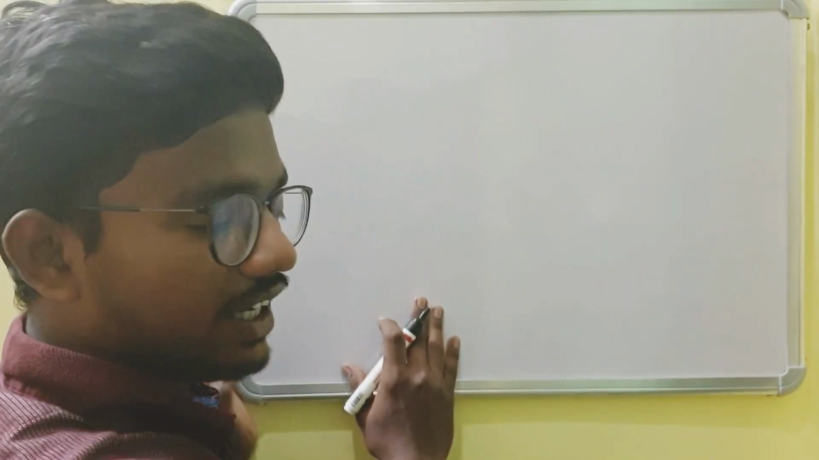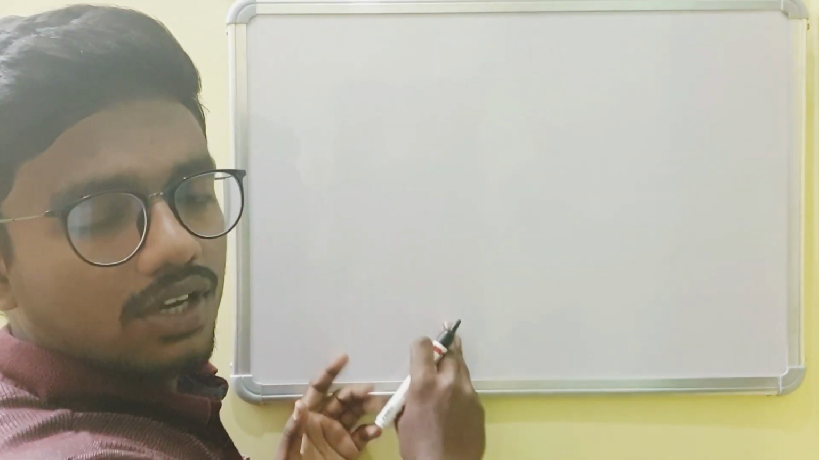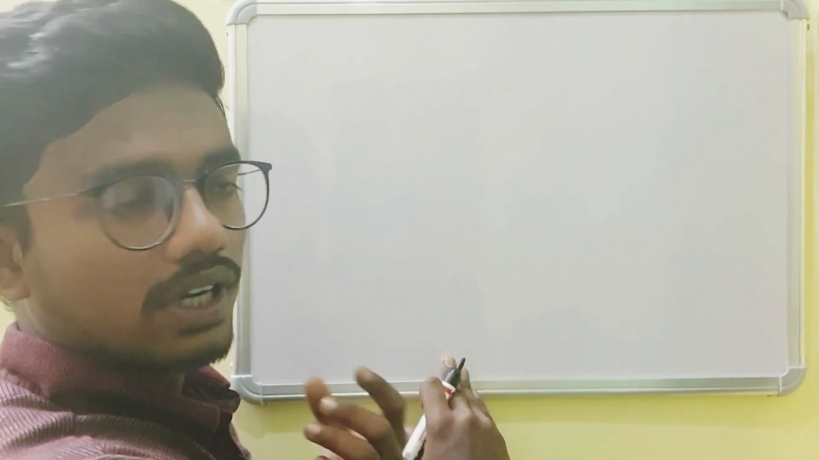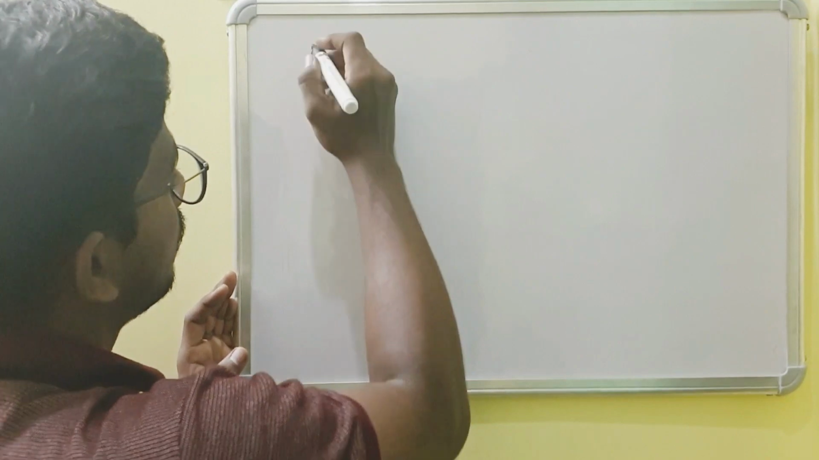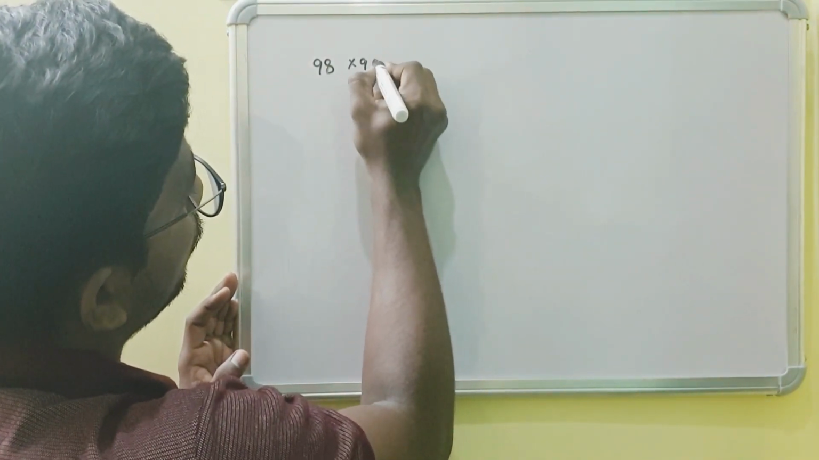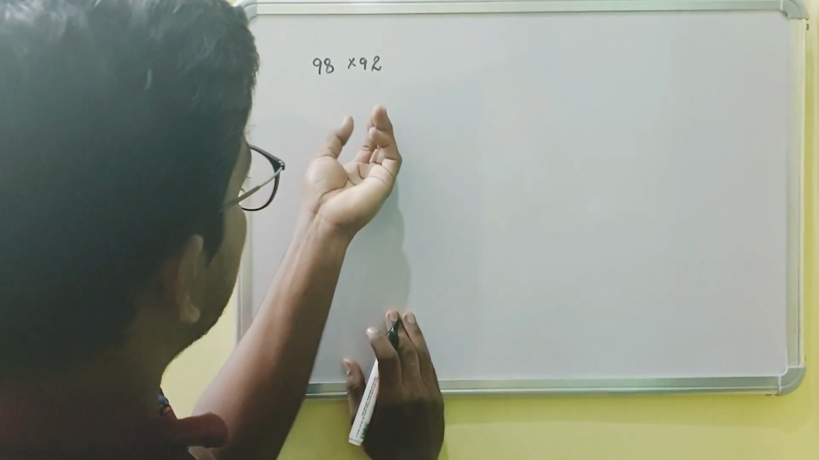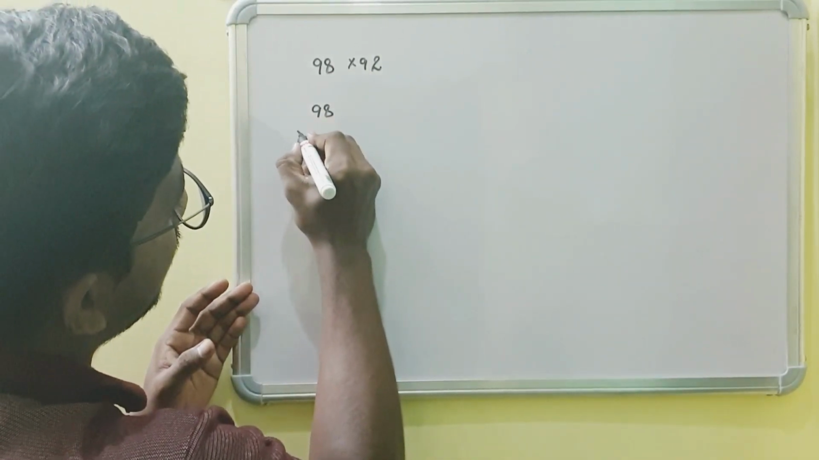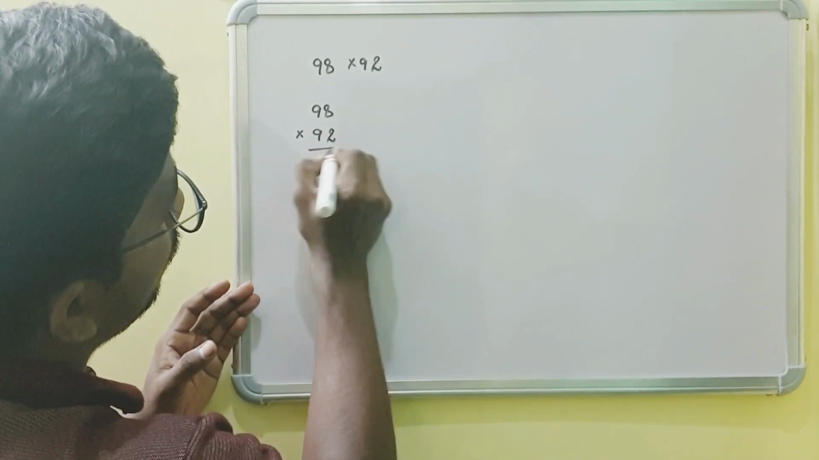In the first case, I am going to take numbers which are lesser than 100 and nearer to 100. The first example is 98 into 92. We will solve this with our basic method first. The basic method is 98 into 92.